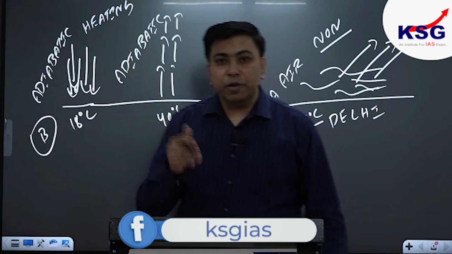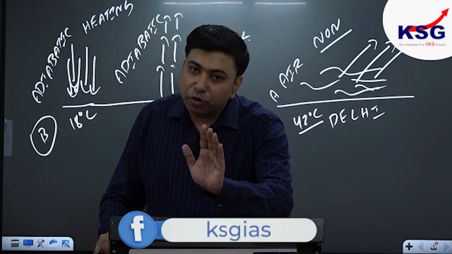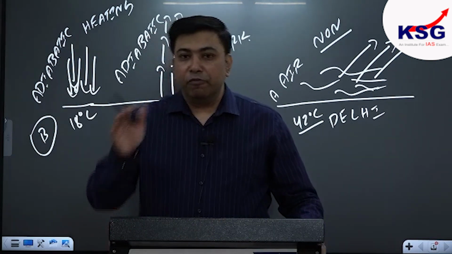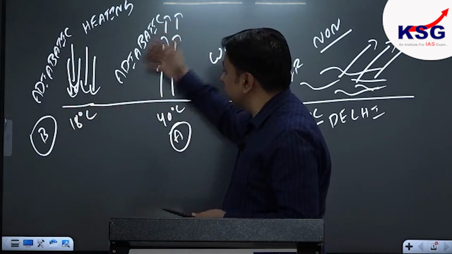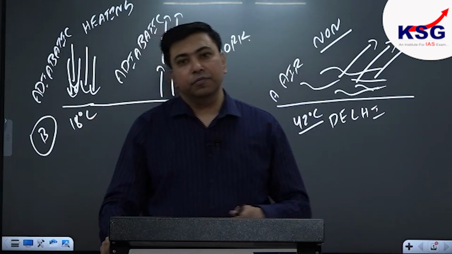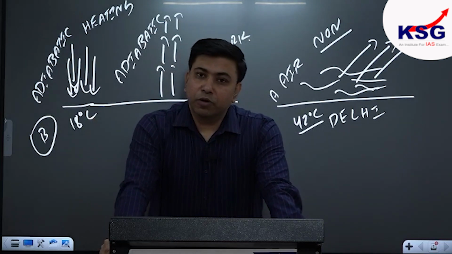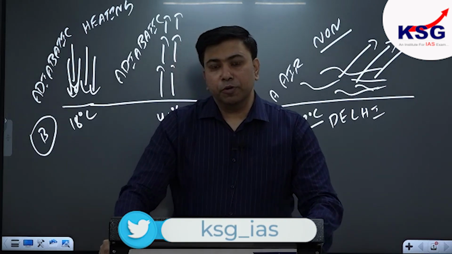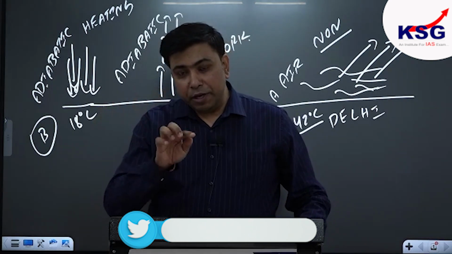Adiabatic phenomenon is a phenomenon by which the air parcels become warmer and cooler without absorbing or radiating any amount of heat. They become warmer and cooler because of other factors, like doing some work, like molecular friction and compaction. I hope you got my point. So these are the two phenomena you have to keep in your mind, the non-adiabatic and the adiabatic.